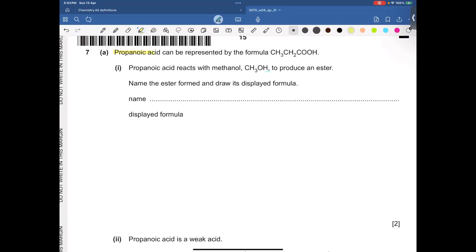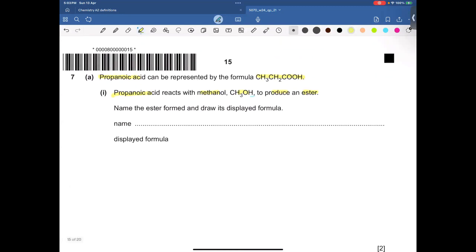Propanoic acid is a carboxylic acid, and this carboxylic acid is represented by this formula. This is called the structural formula of propanoic acid. We have done this in class. By the way, propanoic acid reacts with methanol to produce an ester. Okay, that's classy. First of all, in order to make an ester, from the carboxylic acid always OH goes and from the alcohol always H goes. So whatever is left, you need to write it. And we need to write it in such a way that we first write the acid part. So the acid part is like this.